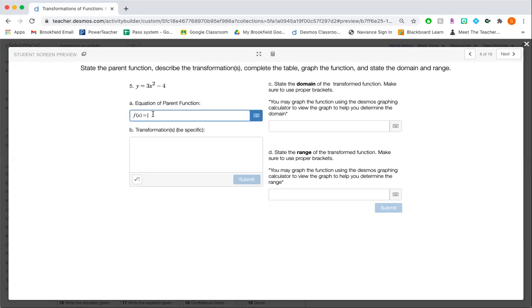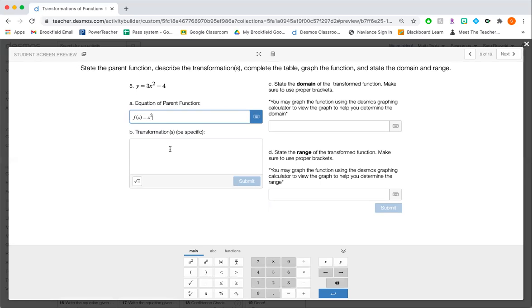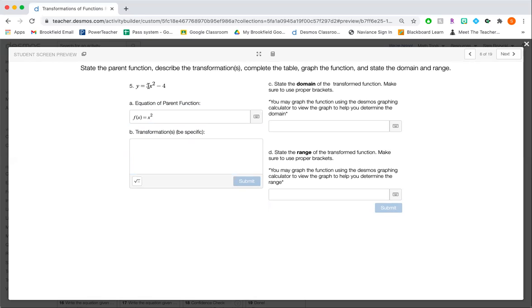So here, compared to the parent function, which is x squared, I have two additional pieces of information. I have this 3 here on the outside, out in front being multiplied. And then I also have this -4. Each of these is a different transformation.